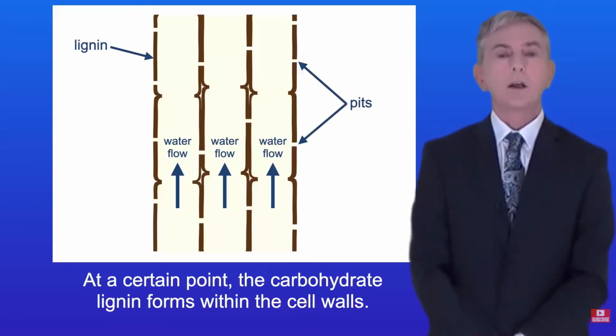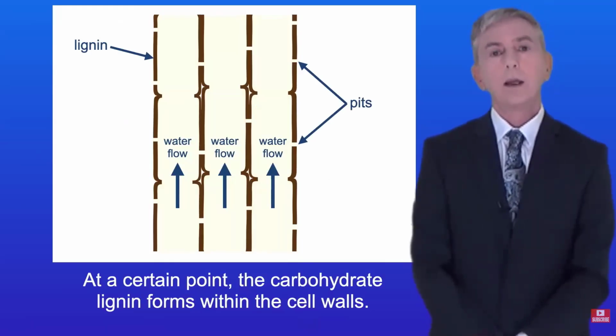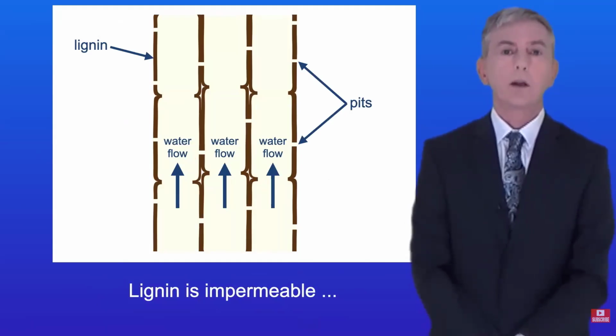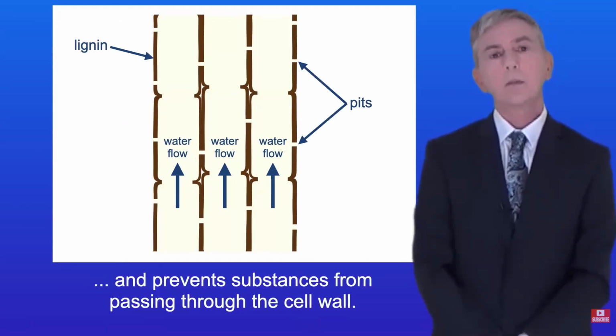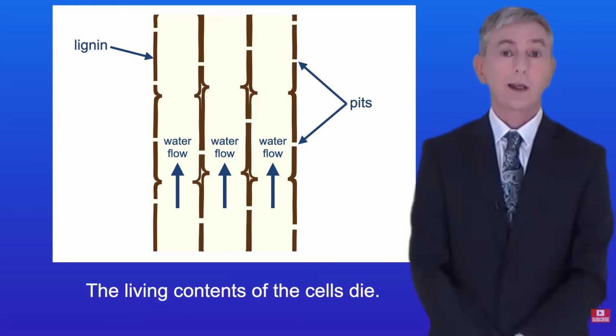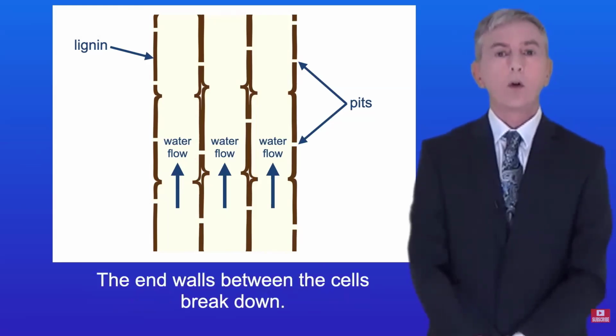A series of plant cells running up the stem from the roots to the leaves. At a certain point, the carbohydrate lignin forms within the cell walls. Lignin is impermeable and prevents substances from passing through the cell wall. The living contents of the cells die, and the end walls between the cells break down.